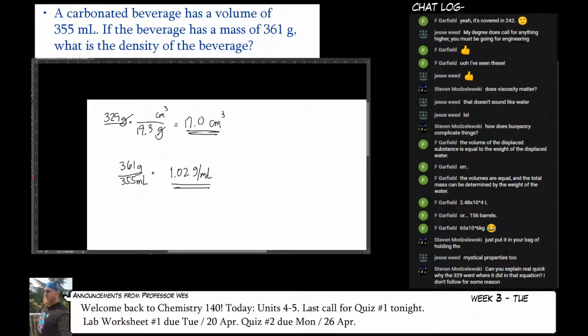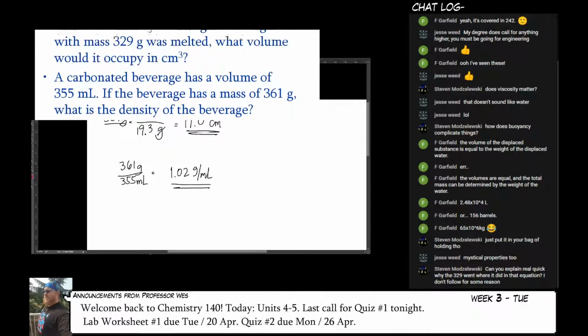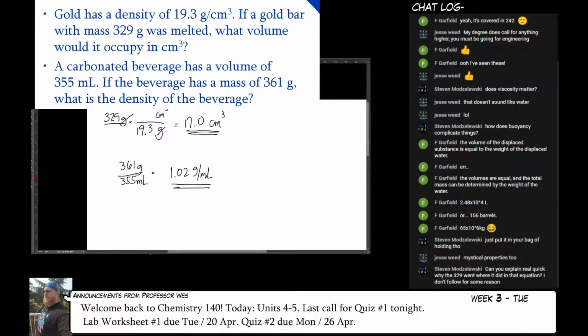Why did the 329 go where it did? So let me get the problem back on the screen real quick. There we go. So I was given a mass and a volume, or a density. So I know these two things. And density is always kind of your conversion factor, and you can flip it around however you want to. You could flip this around however you need to solve the thing. So what I do for these density problems is I start with which of these I know and solve for the other one, and then just orient density however I need to.